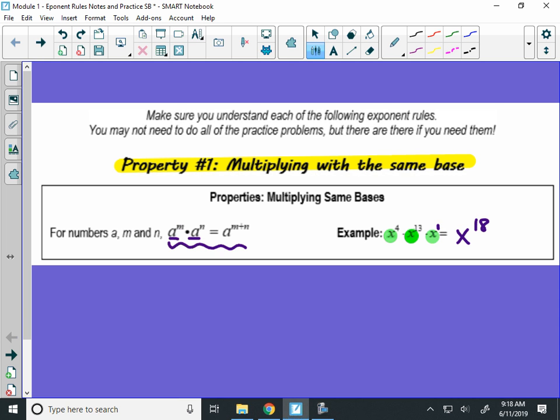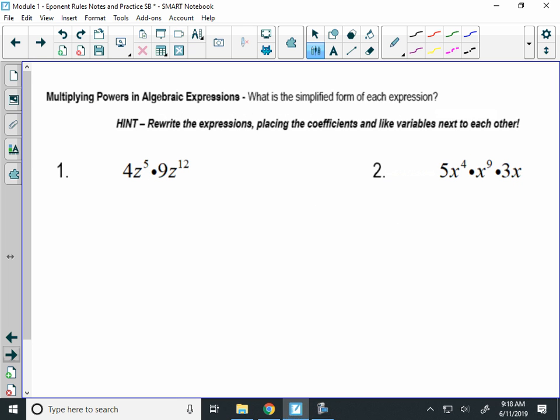So let's go through a couple of practice problems here. Number 1 is 4 times z to the 5th times 9z to the 12th. Now, the base of the exponent is z, right? They both have a z. We have to deal with the numbers first. So I'm going to multiply the numbers 4 and 9 to get 36, and then deal with the z's. All right, we have a z here, and the exponents 5 and 12 add to 17.